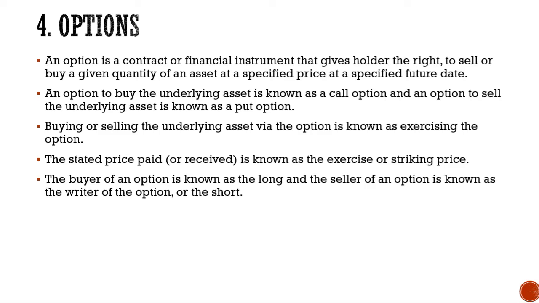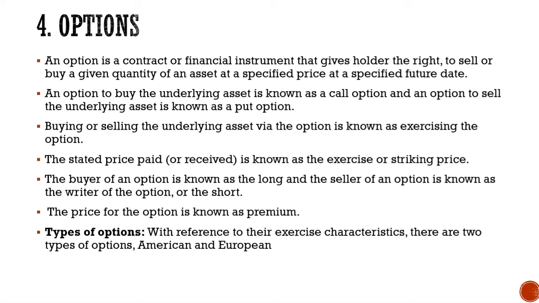The buyer of the option is known as the long, and the seller of an option is known as the writer of the option or the short. So the buyers are usually called long and the sellers are usually called short. The price for the option is known as the premium. With reference to the exercise characteristic, there are two types of options available at present: one is the American option and the second is the European option.